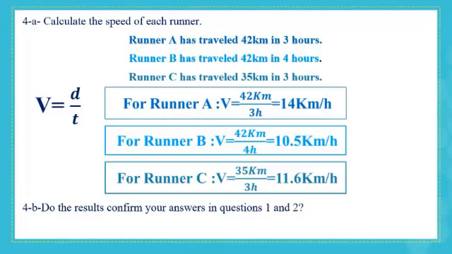By comparing the values of speed obtained, 14 km per hour is greater than 10.5 km per hour and greater than 11.6 km per hour. So, yes, runner A is faster than both runners B and C.